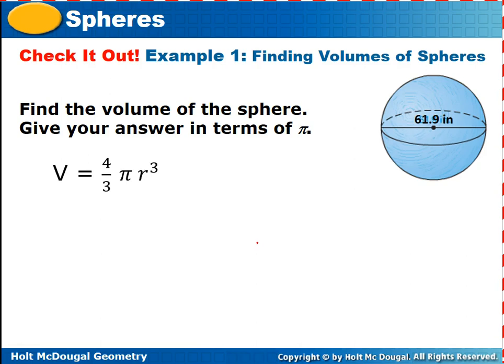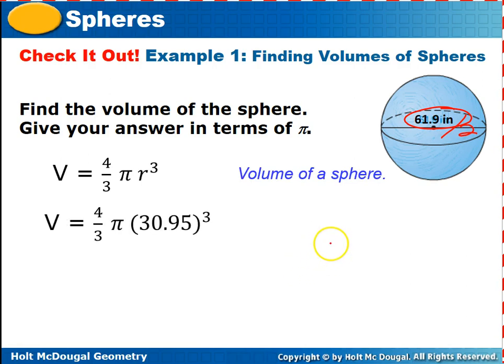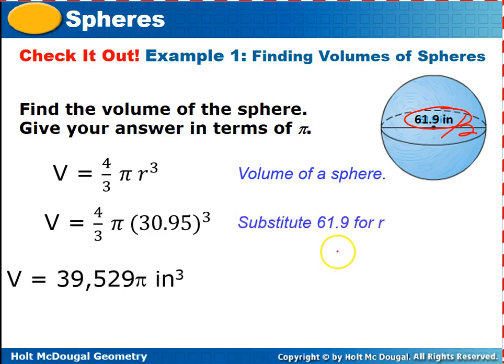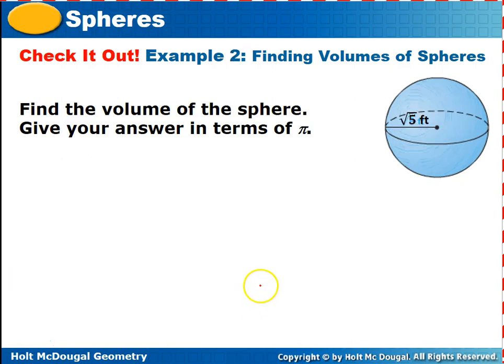So this first one, first thing we have to notice is that we don't have the radius here, we have the diameter. So we have to divide that number by 2, and when we do that, we get 30.95. So we're going to cube 30.95, multiply it by 4, divide it by 3. So our answer here again is going to be 39.529. And this should not be 61.9, y'all. It should be what? 30.95. Okay?